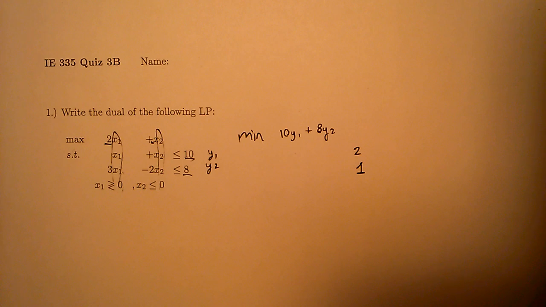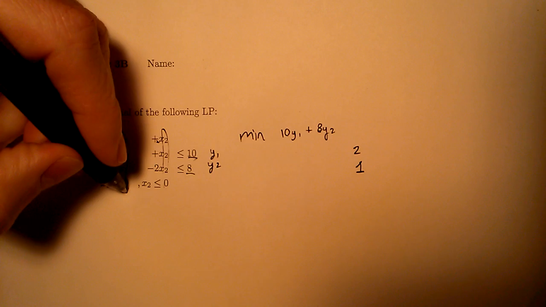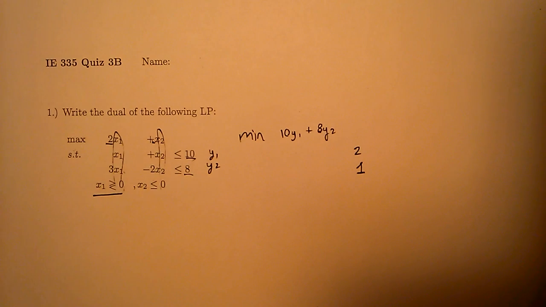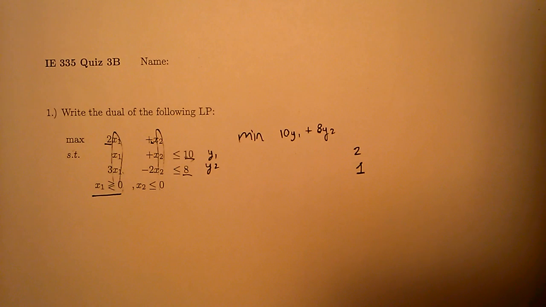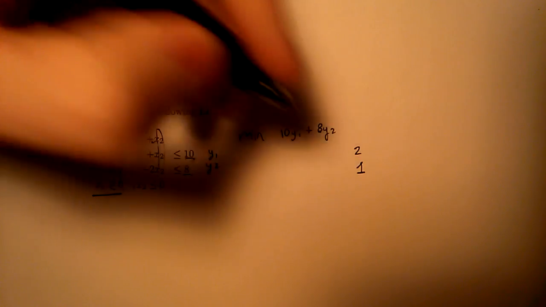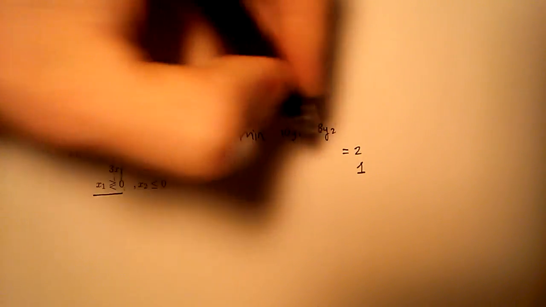Okay. The types of the constraints in the dual are related to the types of variables in the primal. So specifically, the first constraint is related to this decision variable. This decision variable x1 in the primal is an unrestricted in sign variable, which we said corresponds to an equal to constraint in the dual. So that means my first constraint is going to be equal to.